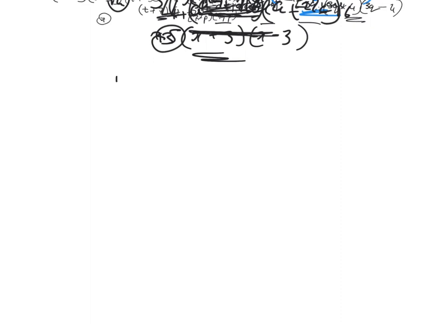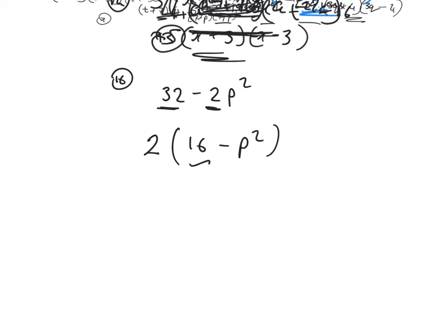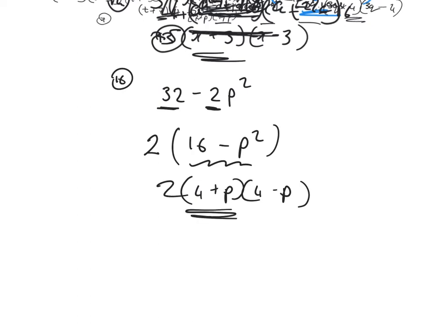Okay, next example, let's go for 32 minus 2p squared. Okay, a wee bit different because the number comes first, but that's fine, just follow the rule. Okay, highest common factor, from 32 and 2 I can take 2, so that's 2 bracket 16 minus p squared. That's now a difference of two squares, bracket with a plus, bracket with a minus. Square root of 16 is 4 and square root of p squared is p, but remember that there is a 2 at the front.